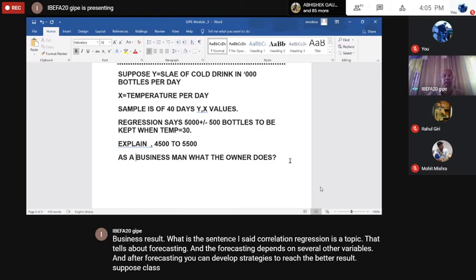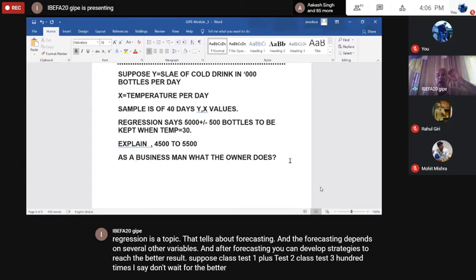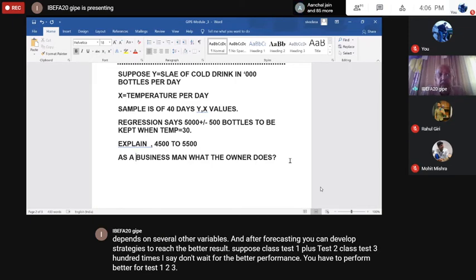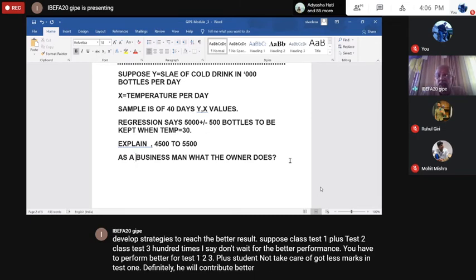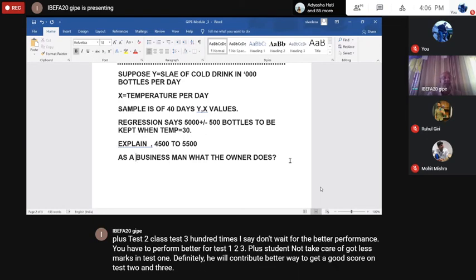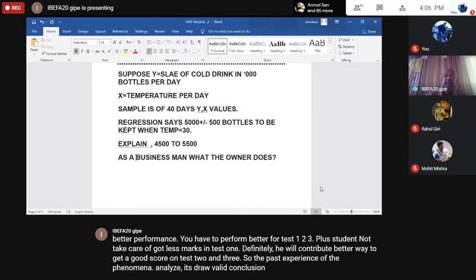Suppose class test 1, class test 2, class test 3. A hundred times I say, don't wait for the better performance. You have to perform better for test 1, 2, 3. If a student did not take care and got fewer marks in test 1, definitely he will contribute in a better way to get a good score on test 2 and 3. So the past experience of the phenomena, analyze it, draw valid conclusions, and then decide about what to do in future.